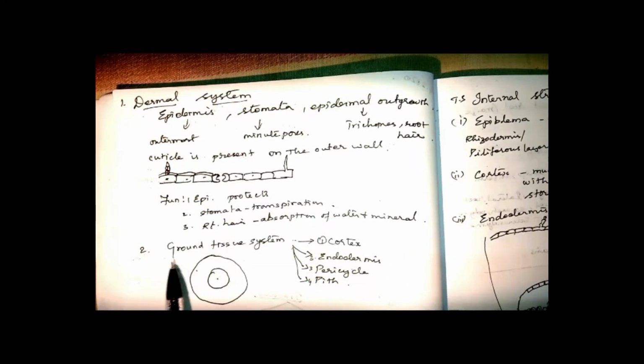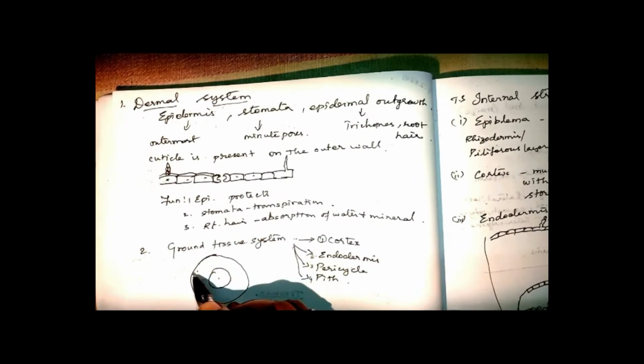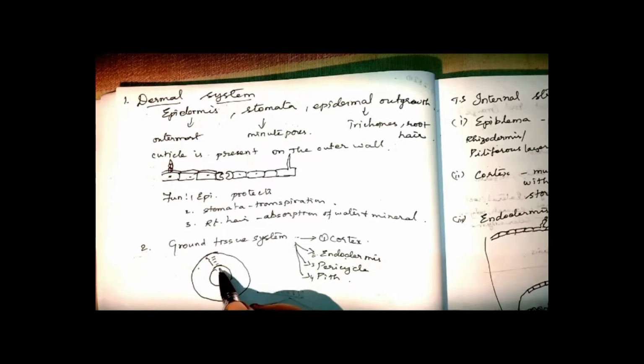The second tissue system is ground tissue system. It is present in the body of the plant. When we take the cross section of the root or stem, outermost is epidermis, inner to epidermis, three or more layers of cells form the cortex. The innermost layer of the cortex becomes the endodermis, and pericycle lies inner to the endodermis, and pith is present in the center.